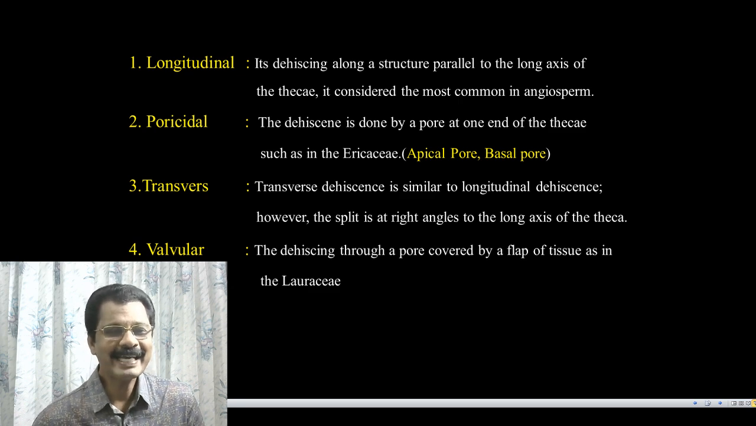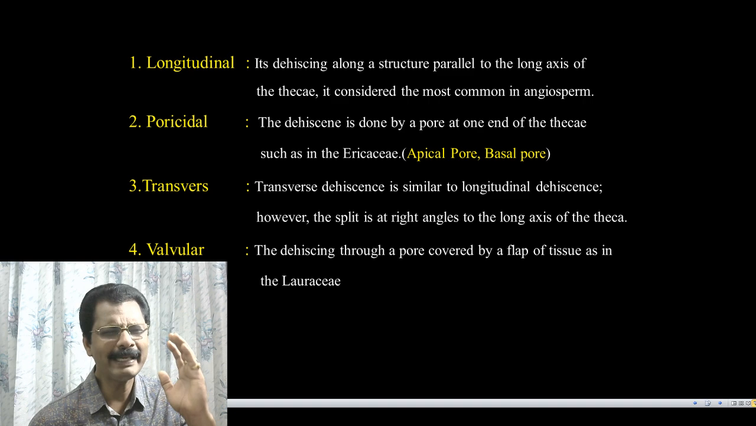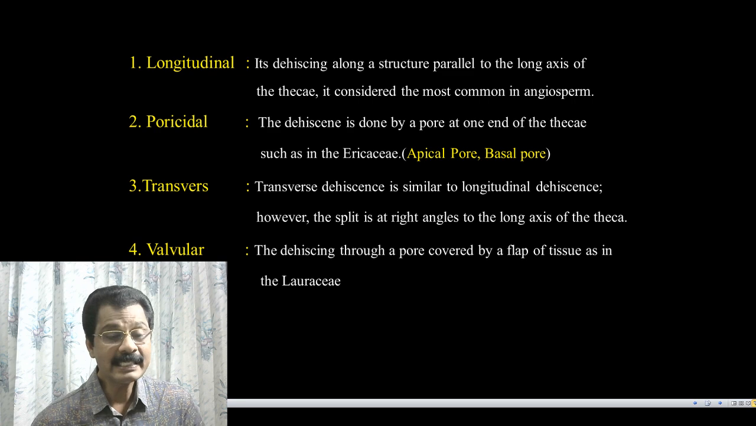Then valvular dehiscence. Very interesting dehiscence in the case of Lauraceae members. The dehiscing is through a pore covered by a flap. That is called valvular dehiscence, seen only in Lauraceae members. So we can easily identify the Lauraceae members by observing this valvular dehiscence. Right? These are the types of dehiscence you can see in the case of angiosperms. Could you follow me?